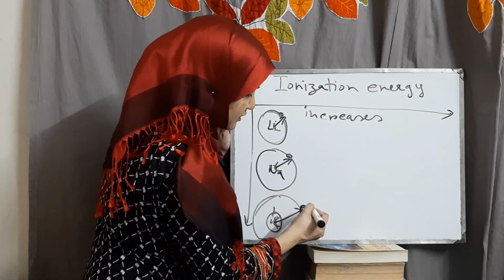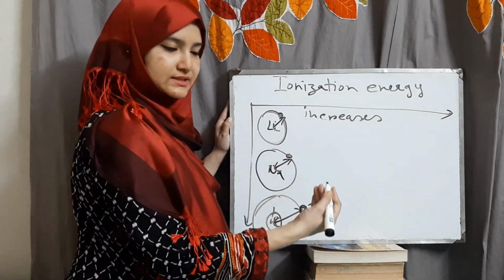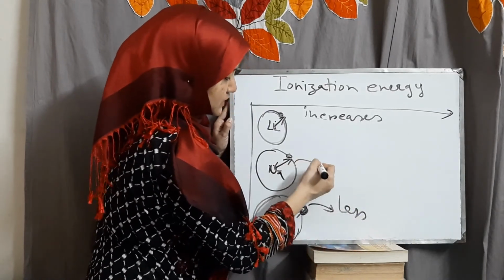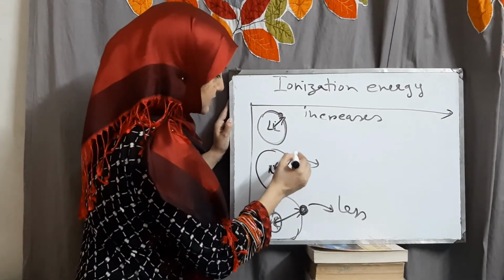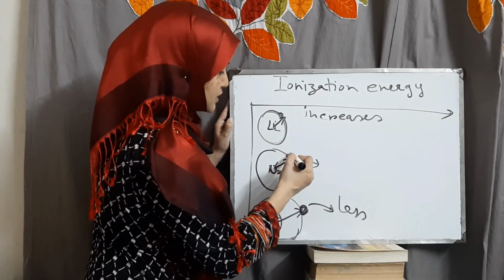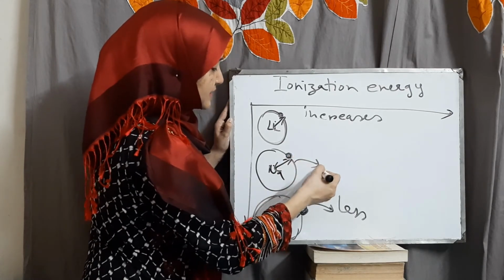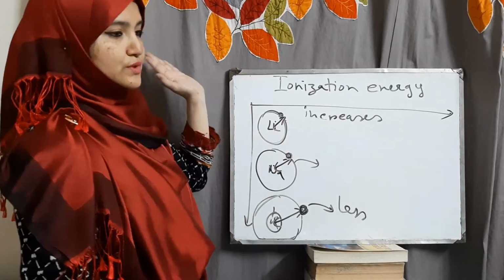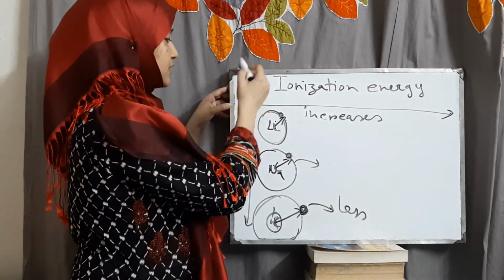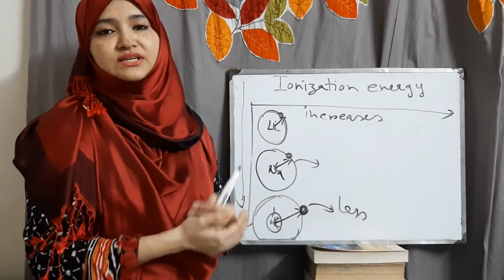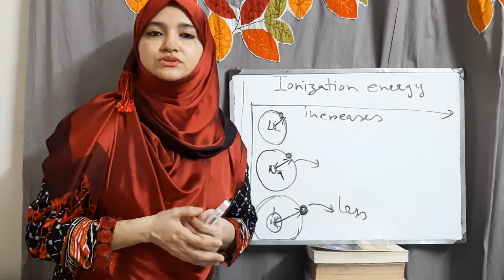The distance increases and the attraction decreases, and that's why the removal of this electron needs less energy than this one, because this one is tightly held by the nucleus. So we can say, if we go from top to bottom, then the ionization energy decreases. That's all about ionization energy.